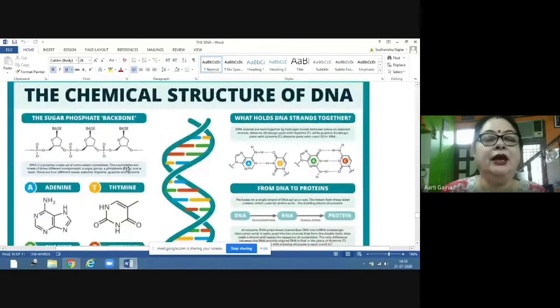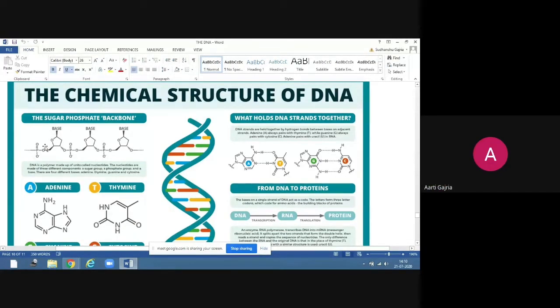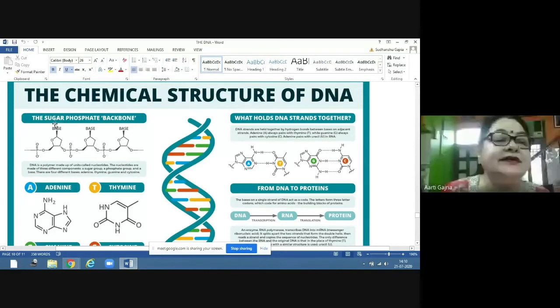Now look at this. This is the sugar phosphate backbone. This is the backbone. This is a double helix structure of DNA. The railing is the backbone. Now this backbone is made up of phosphate. This is the phosphate group, PO4 negative. And this is the nitrogenous base. Nitrogenous bases are protruding, because they are going to form the steps. And this is pentose sugar.